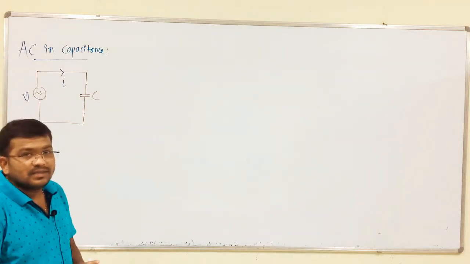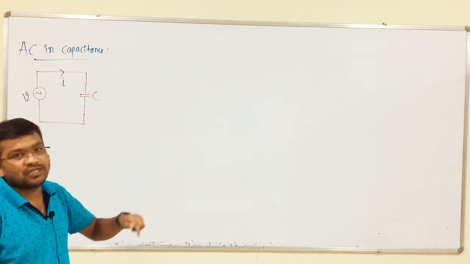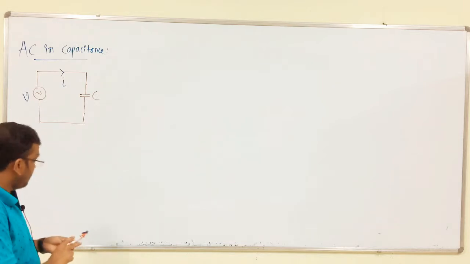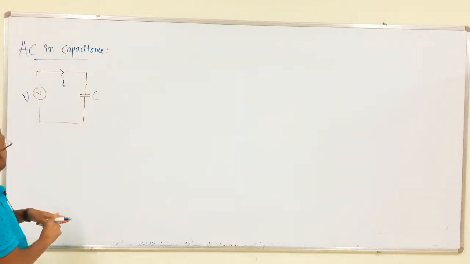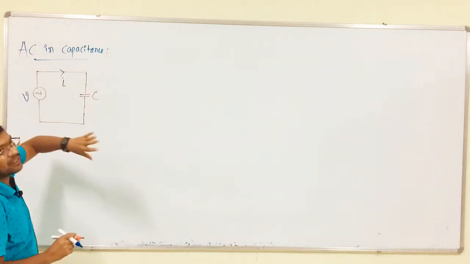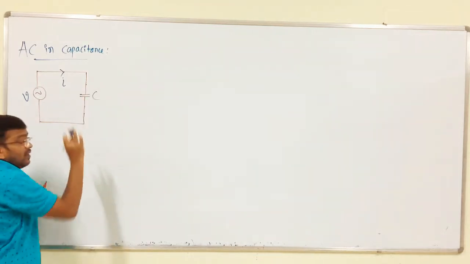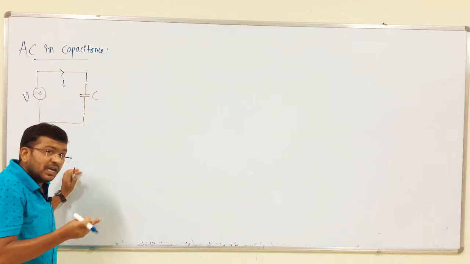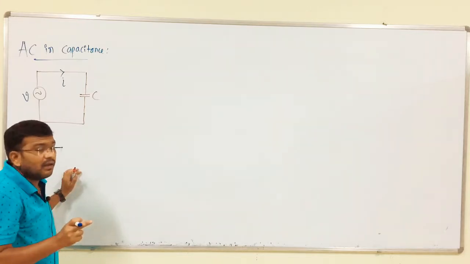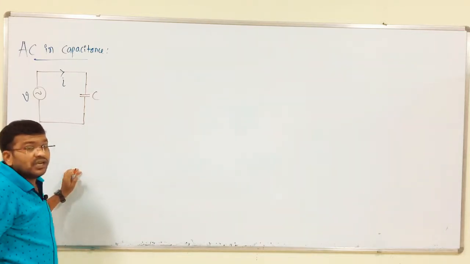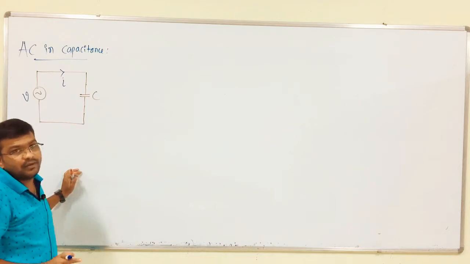Now we have to discuss AC in capacitance. Okay. Here the circuit excitation is AC across the capacitor. Now when it is an inductor, the instantaneous value of current we have to take in. When it is a capacitor, the instantaneous value of voltage we have to take in. Okay.